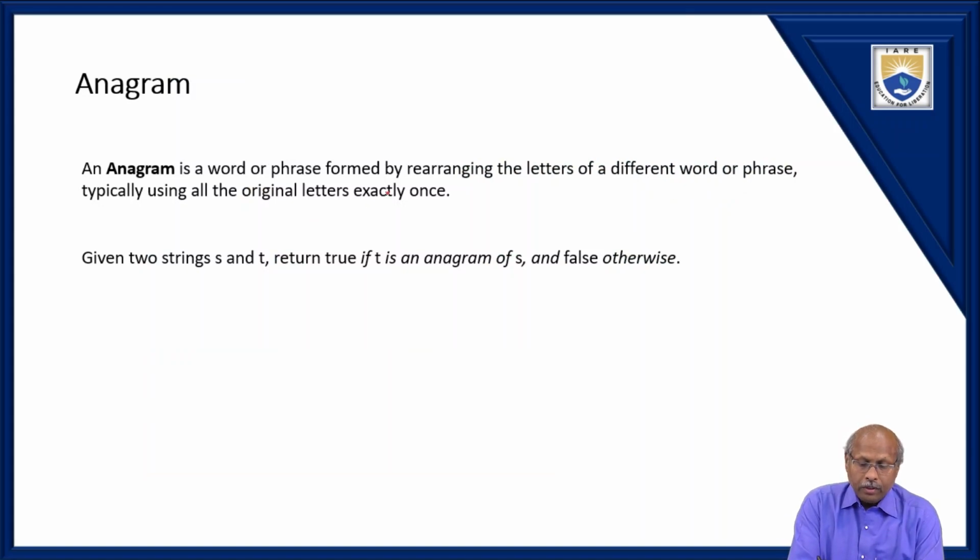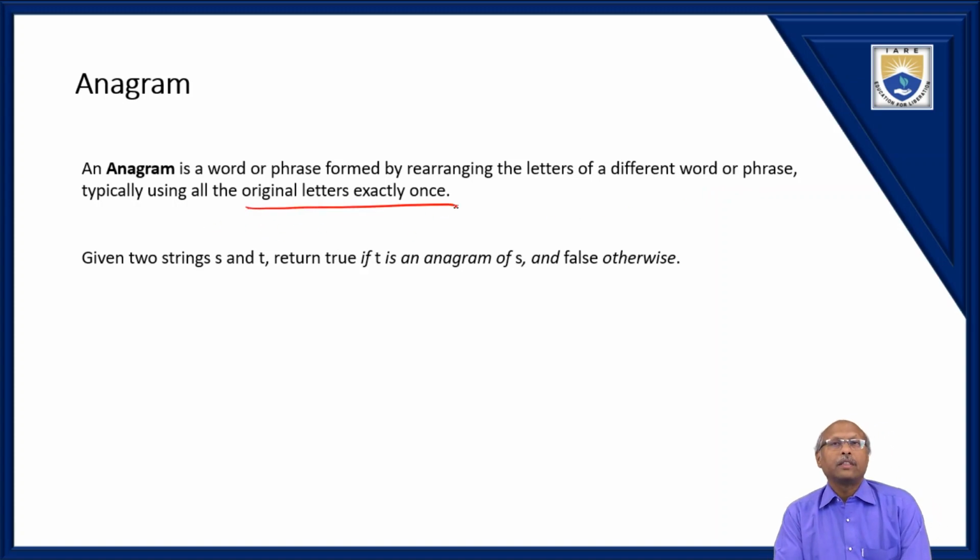An anagram is a word or a phrase formed by rearranging the letters of a different word or phrase, typically using all the original letters exactly once. So that means I will take one word and rearrange it to another word. If both have the same set of letters, then you will say it is an anagram. So the arrangement is different, but the composition is the same, only the position of the letters is different.